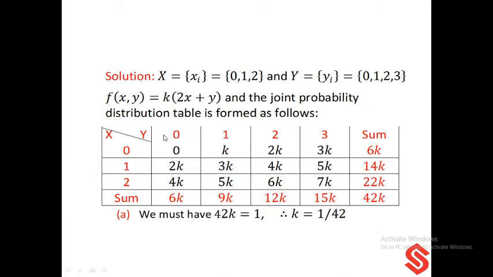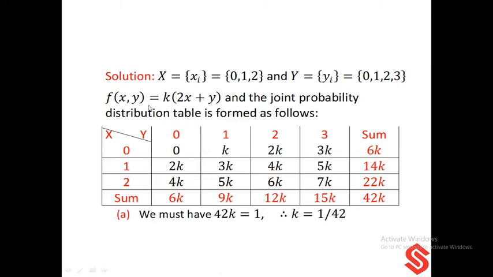The solution is like this. Here the values of x are the set of values 0, 1, 2, and the values of y, the set of values 0, 1, 2, 3, and it is given f of x comma y is equal to k into 2x plus y, so that the joint probability distribution table is formed as follows.